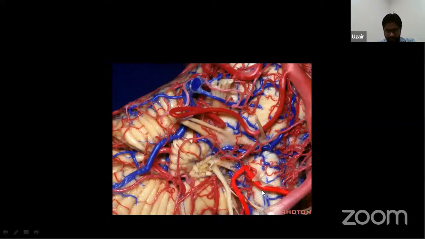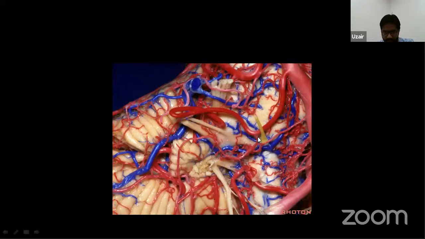This is PICA, which is related to the cerebello-medullary fissure and the lower 4 cranial nerves. Then we have the anterior inferior cerebellar artery, related to cranial nerves 8, 7, and 6. And then we have the superior cerebellar artery, related to the midbrain, the cerebello-mesencephalic fissure, and cranial nerves 3, 4, and 5. This is the trigeminal nerve close to the superior cerebellar artery. This is the 6th cranial nerve, the abducent nerve, arising from the pontomedullary sulcus.